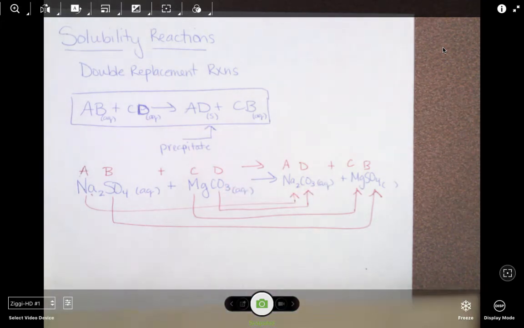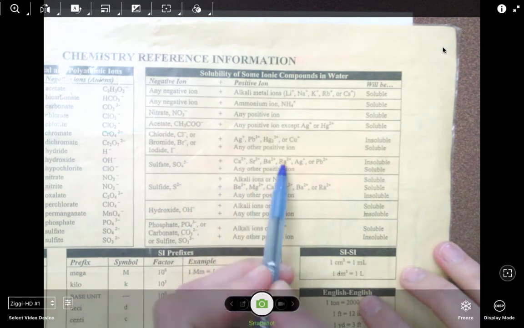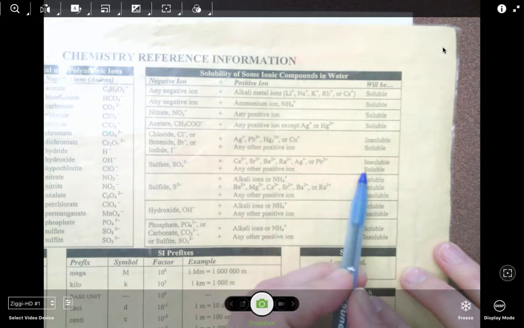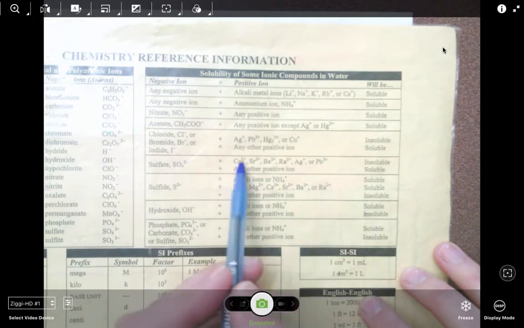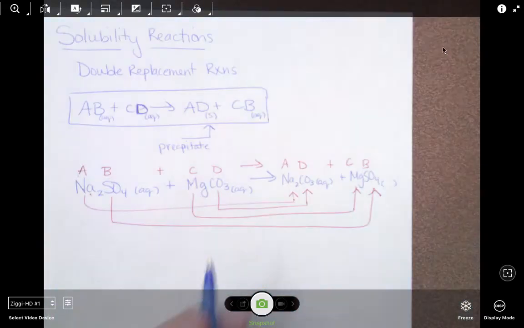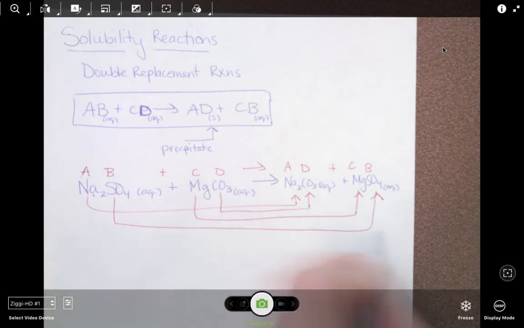The second compound is magnesium sulfate. So we look for sulfates and find it right here. Sulfate plus any of these ions is going to be insoluble. Sulfate plus anything else is going to be soluble. Well, because magnesium is not on this list, it has to be any other positive ion, therefore it is also soluble. So this reaction is a solubility double replacement reaction because there is no precipitate formed. They're all aqueous.